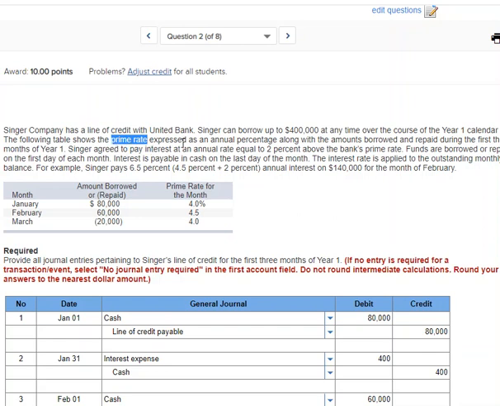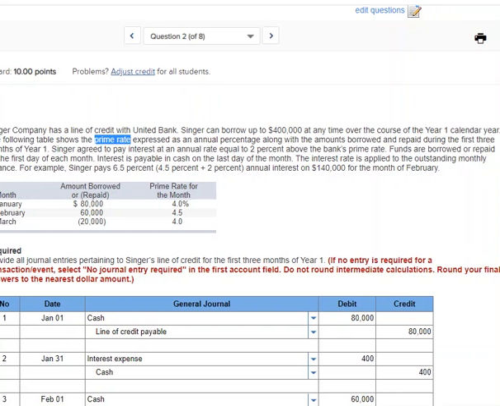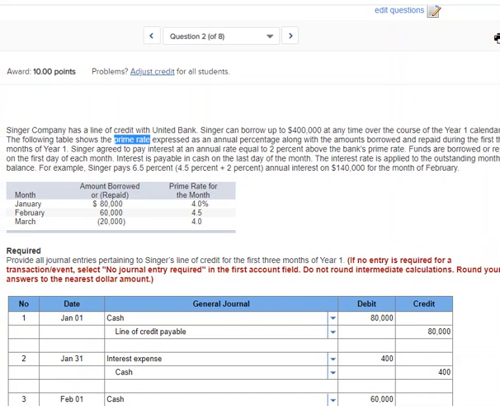The prime rate is expressed as an annual percentage, along with the amounts borrowed and repaid during the first 3 months of year one. Singer agreed to pay interest at an annual rate equal to 2% above the bank's prime. So we might call that prime plus 2. They're going to pay the prime rate plus 2.